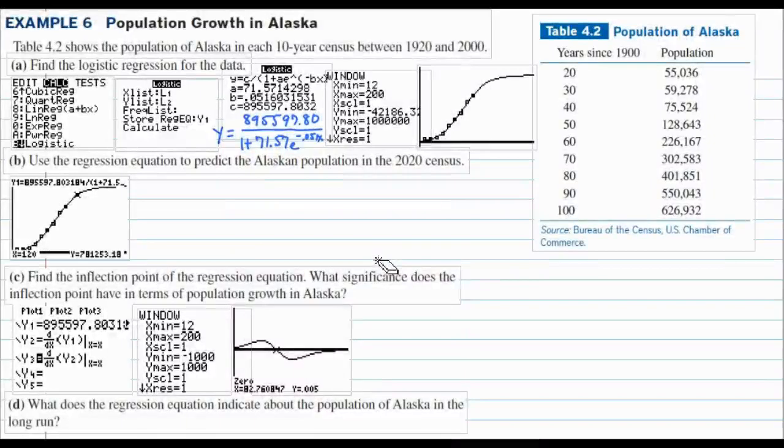This is the screencast for section 4.3, example 6. We're going to look at some population growth using data and analyze that using calculus. Table 4.2 shows the population of Alaska in each 10-year census between 1920 and 2000. So 1920 is 20 years since 1900, and 2000 is 100 years since 1900.